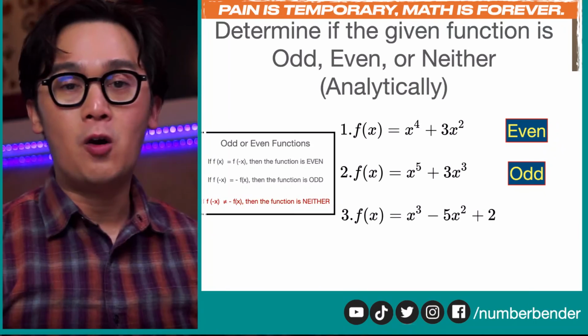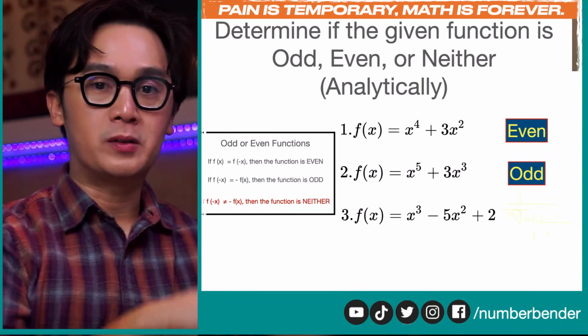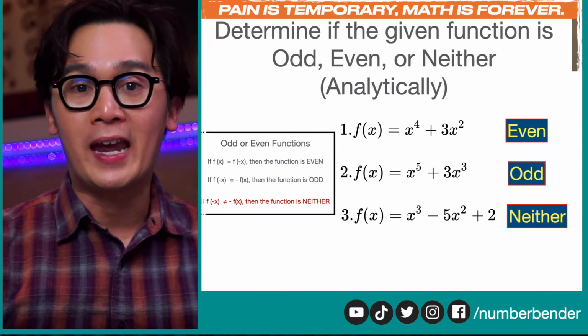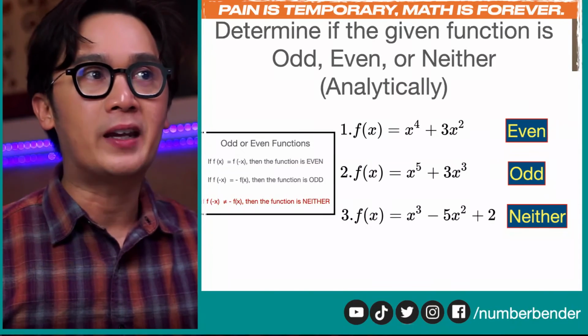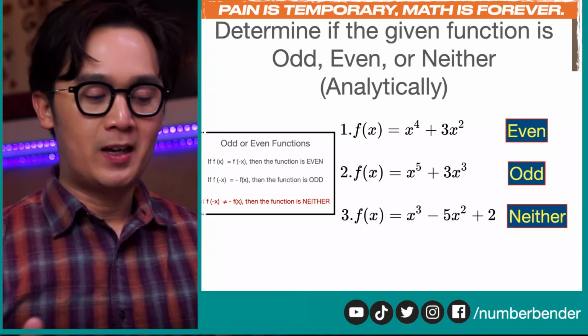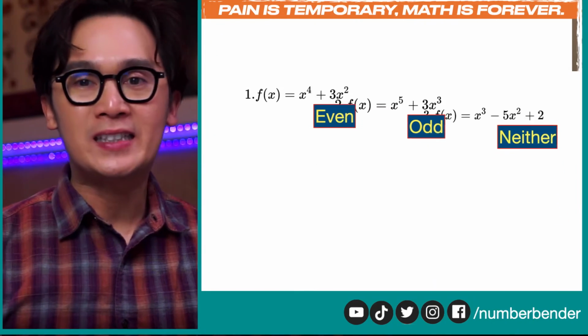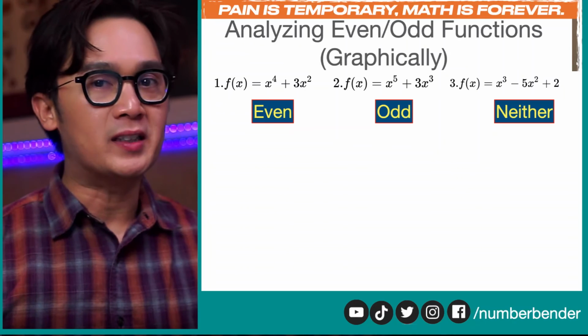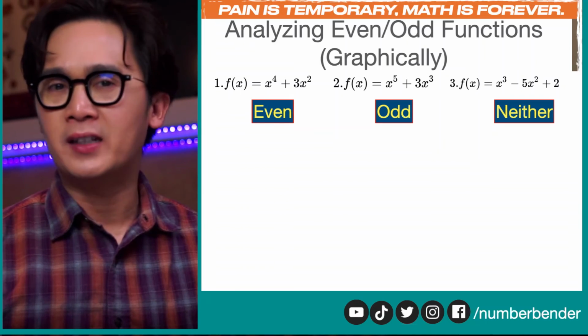So that's how we use our algebra skill in identifying the behavior of our function without using any technology and by relying on our conditions. Now, let's see how these functions are translated into graphs. Why is it even? Why is it odd? And why is it neither?